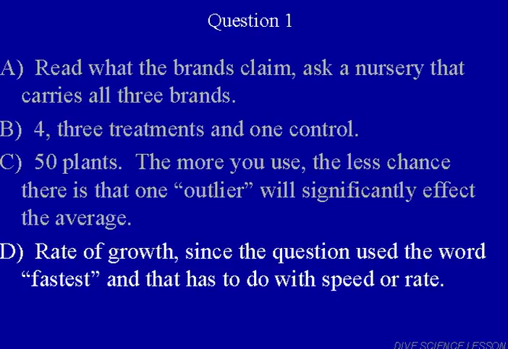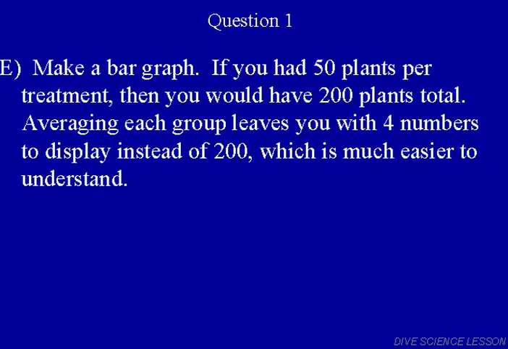Question E says, if you were at a science fair and you needed to display your results on a project board, would it be better to average your results for each treatment and make a bar graph, or list all of your raw data in a table? Well, let's just think about this. You have 4 different treatments, and let's say you used 50 plants in each group. That would be 200 plants. So that wouldn't be a really good idea to just list all of your raw data in a table. It would be better to average each group, and then you would just have 4 numbers to deal with instead of 200. And that's a lot easier to understand.